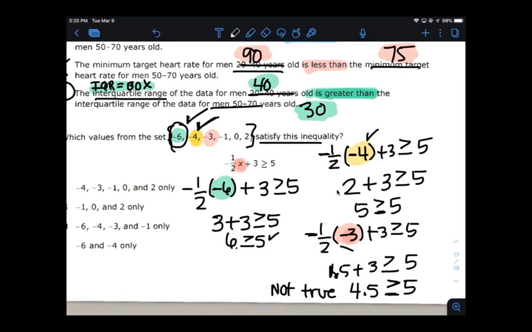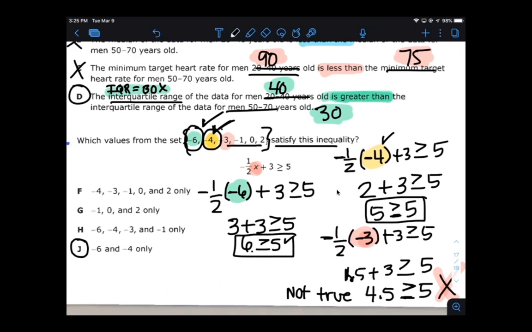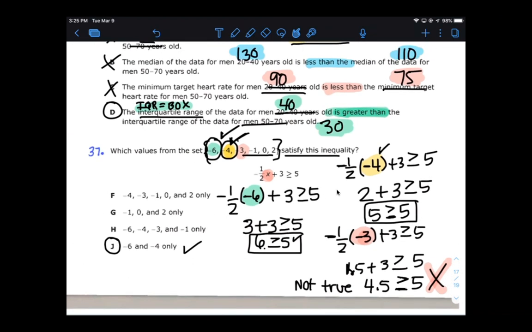And as we continue to approach the greater values, they definitely will not help us out. So only negative 6 and negative 4 make this inequality true, as you can see here, right? This one is already not true. So we will look for an answer choice that has negative 6 and negative 4. And there you go. That's the answer to problem 37.